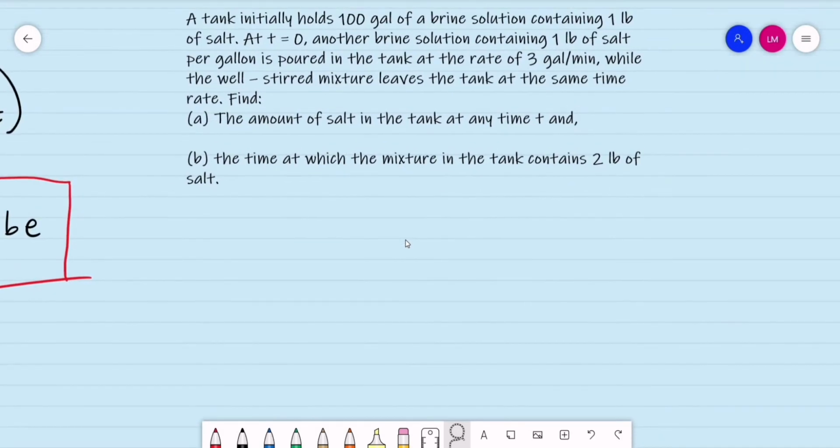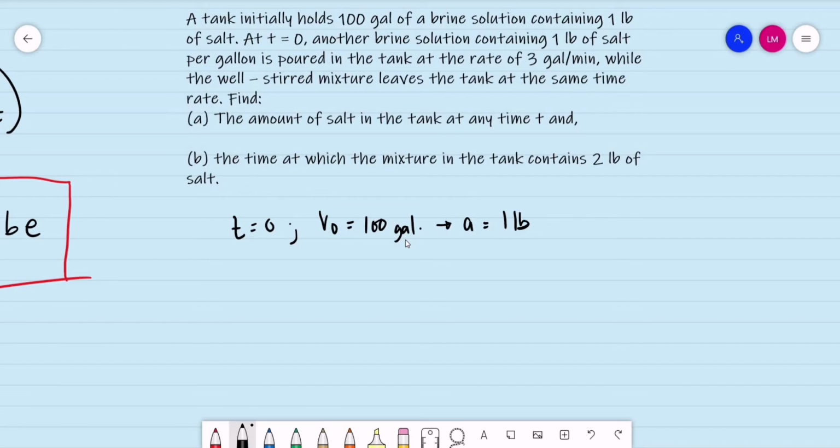So, let's have first the given. At time equal to 0, we have the initial volume equal to 100 gallons. It contains a salt of 1 pound. So again, time equal to 0, initial volume is 100 gallons, it contains 1 pound of salt.